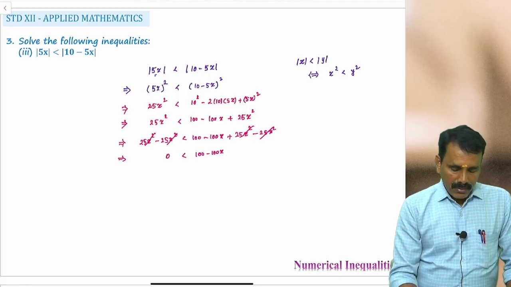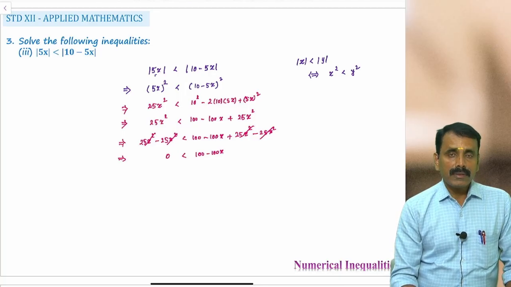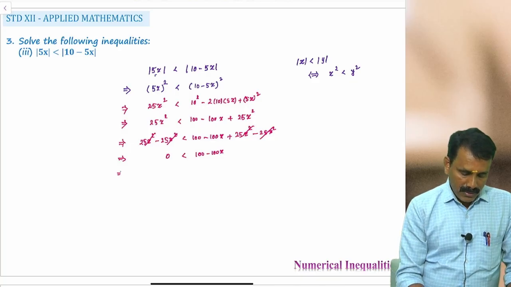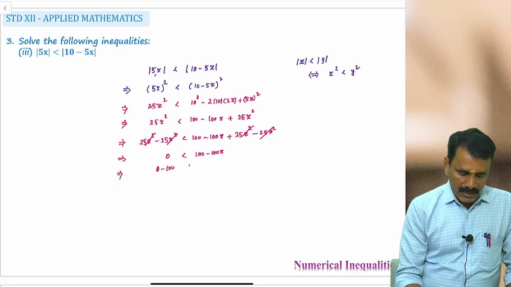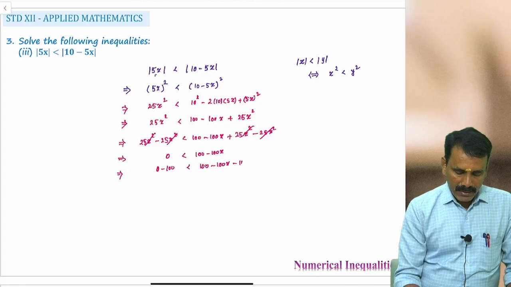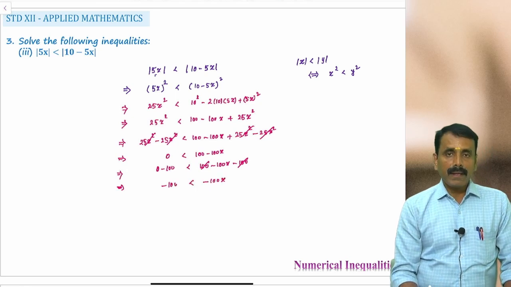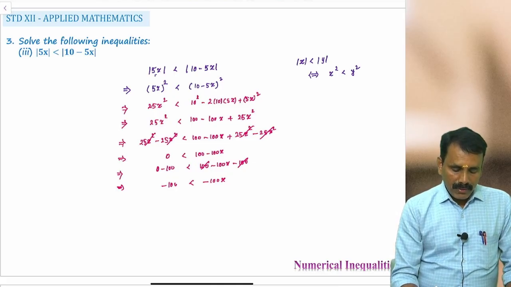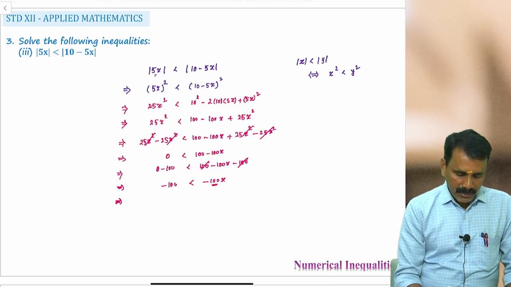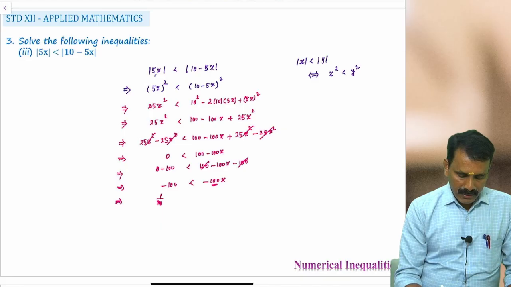Now, I want to remove this 100. So, add the additive inverse of 100 on both sides. 0 minus 100 less than 100 minus 100x minus 100. So, 100 cancel here. So, we get minus 100 strictly less than minus 100x. Now, I want to remove this 100. So, multiply with the multiplicative inverse of 100, that is 1 by 100 multiplied with minus 100.